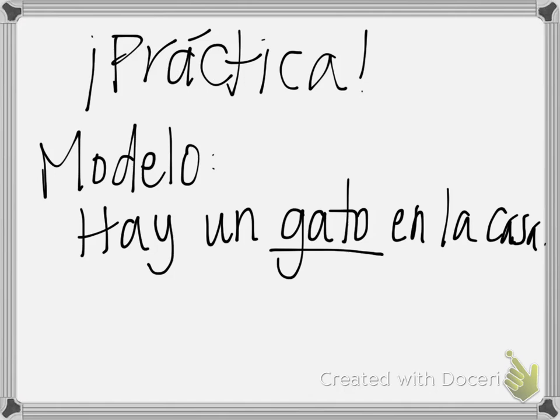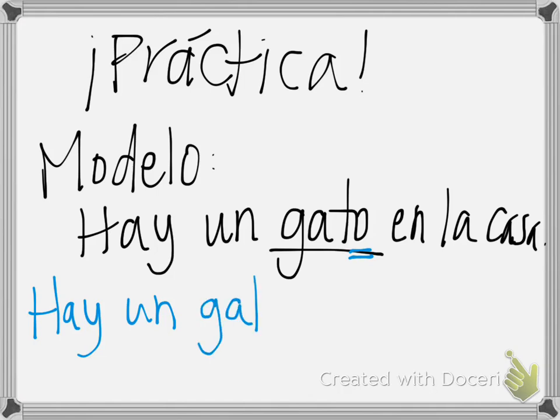We have some practica down at the bottom. You are going to change each sentence to form the diminutive of the underlined words. All of these sentences have one, most of them have two. Our example here: hay un gato en la casa. I'm going to rewrite my sentence. Instead of saying there's a cat in the house, I want to say there's a little cat in the house. Because this particular noun ends in an O, I'm going to follow my rule by taking off the O and then adding the correct ending: ito, ita, itos, or itas. This particular word is masculine and singular, so I'm going to add ito. So gatito. Hay un gatito en la casa. There's a little cat in the house.